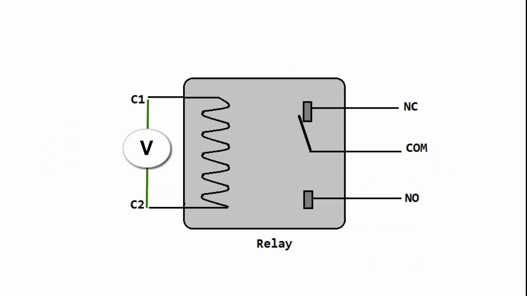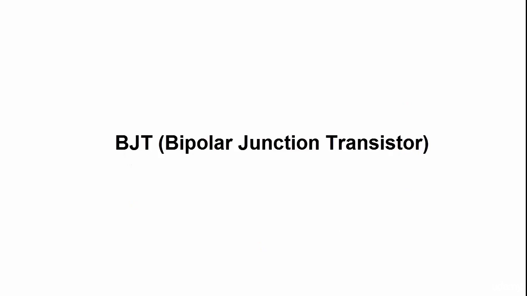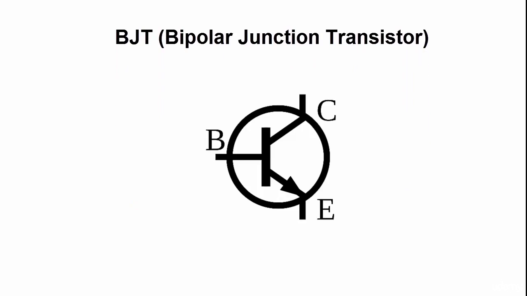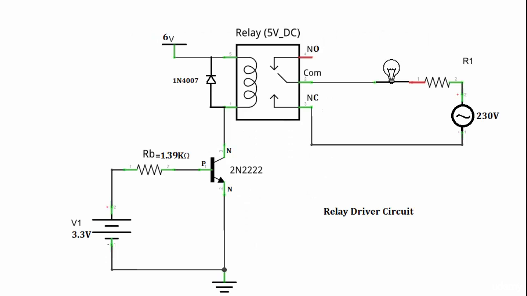Now we cannot connect relay directly to voltage source because it may or may not give sufficient current to relay coil. So we need a current source. So can you think of a current source? Yes, the BJT, bipolar junction transistor, is a current source and we will use BJT in our design.